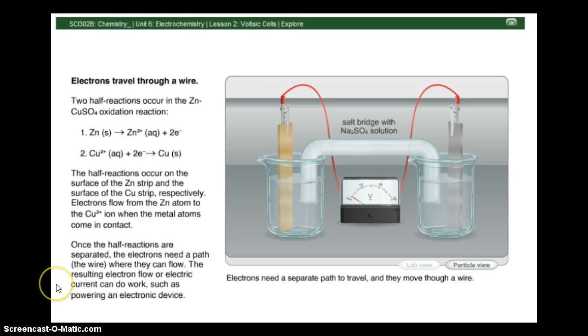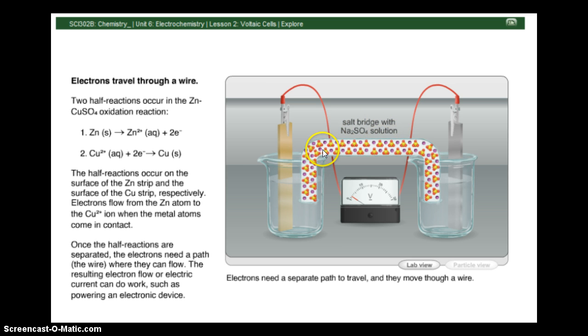The resulting electron flow or electric current can do work such as powering an electric device. So here they have a voltmeter, so this would just show the fact that electricity is going through. They could put a light bulb there, they could put your MP3 player there, they could put other stuff there. And then they show the salt bridge.